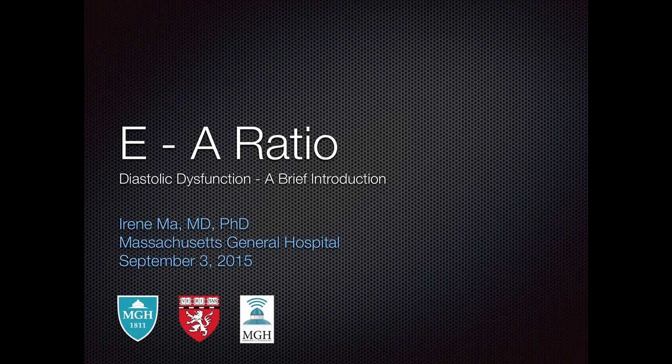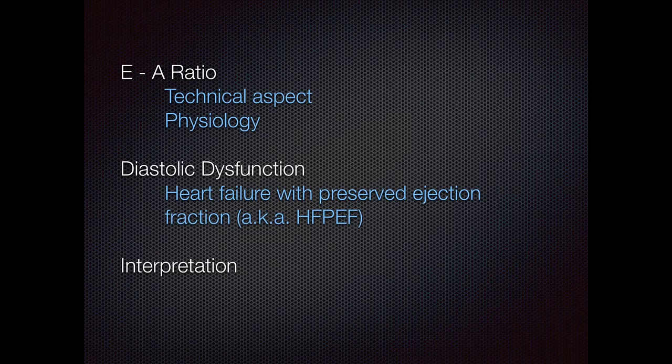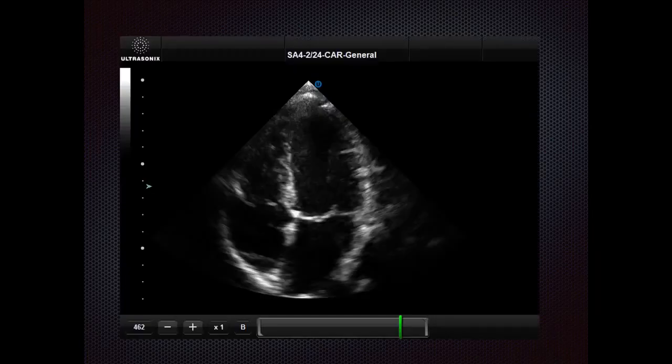Today I'm going to go over a simple guide to E to A ratio in diastolic dysfunction. I'm going to go over the technical aspect of how to measure the E to A ratio, a little bit on physiology, and talk about diastolic dysfunction, also known as heart failure with preserved ejection fraction. And lastly, how to interpret a few parameters. So first, how is E to A ratio measured and what is it?